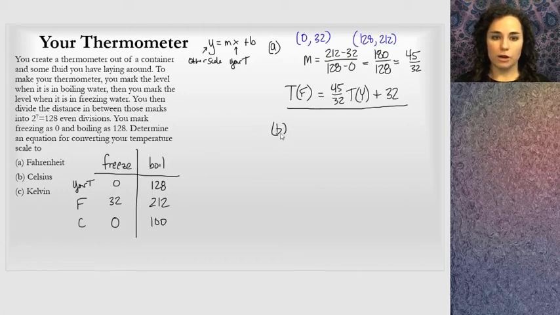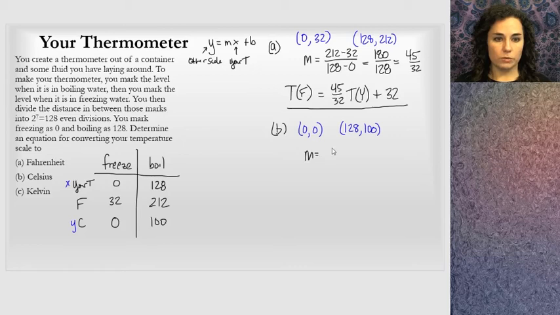Let's do the second part, B, Celsius. So again, we need to pick our 2 points. Our 2 points are now going to be your temperature and the Celsius scale. So this is x and this is y. So our first point will be 0, 0, and our second point will again be 128 and then 100 in this case. So let's find our slope.